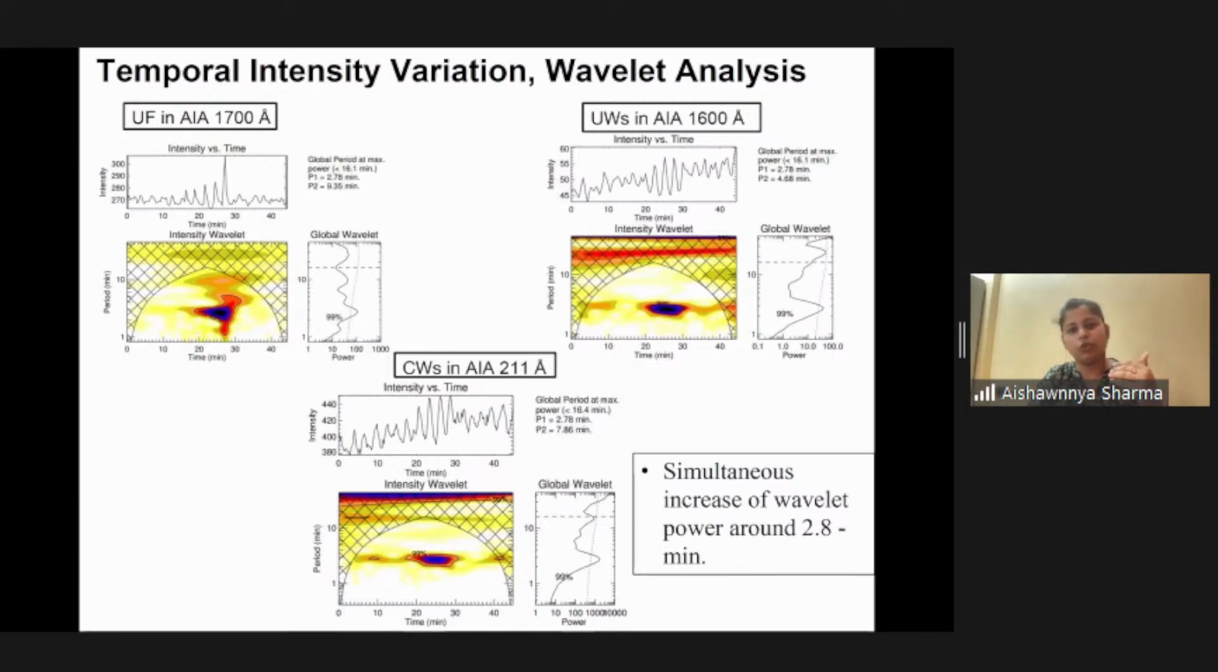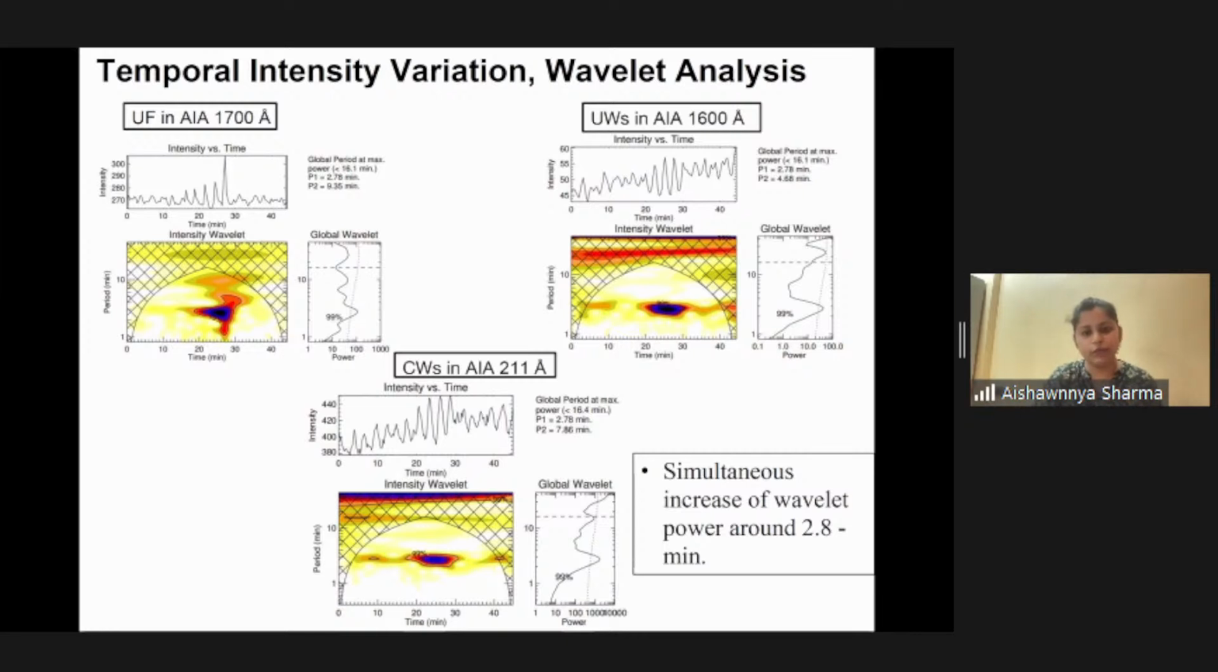Then we have gone to coronal waves. We have selected the AIA 211 angstrom channel. AIA 211 is a higher atmospheric, coronal temperature channel. So here also in the light curve, we can see that whenever these flashes were happening between 20 to 30 minutes, there is an enhancement in the amplitude of these coronal waves.